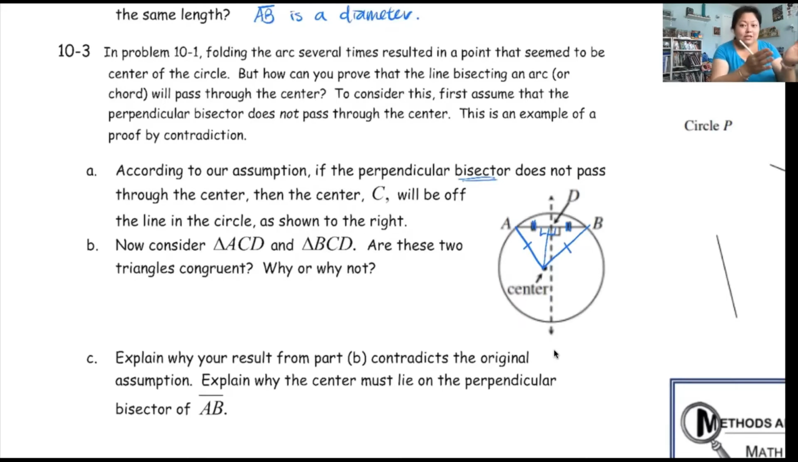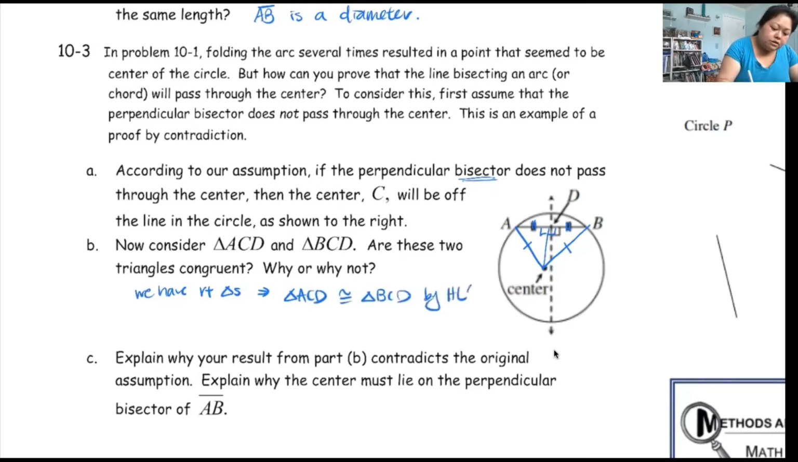So then that means that center must be in the middle, right? So we have right triangles. So triangle ACD is congruent to triangle BCD by hypotenuse leg congruence. All right, and we showed that in our diagram, and now we state it. Okay, so why does this contradict the original assumption? Because if that's true, then this leg must be the same. So in order for these two to be the same, the center must be on the line. Otherwise, as you can see in the diagram, it's lopsided, right?